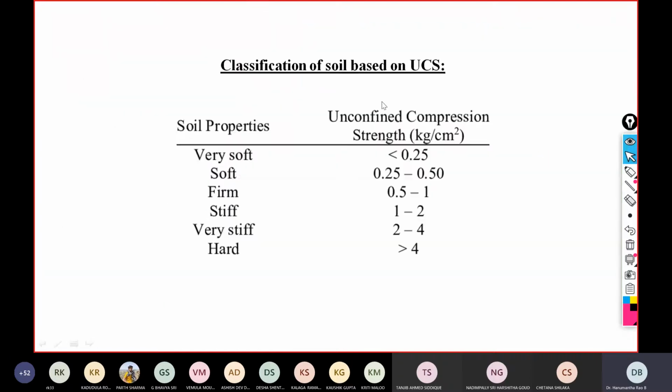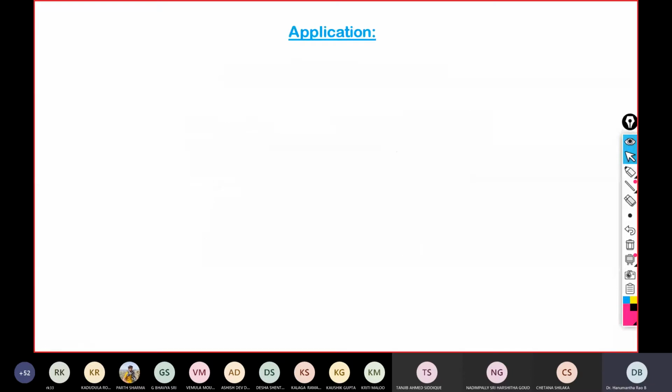So this is some application of the unconfined compressive strength. Based on the unconfined compressive strength value, we can also classify the soil sample. If the UCS is less than 0.25 kg per square centimeter, the soil is classified as very soft. Between 0.25 and 0.5, soft; 0.5 to 1, firm; 1 to 2, stiff; 2 to 4, very stiff; and greater than 4, hard. So the UCS can also be used to classify the soil sample.